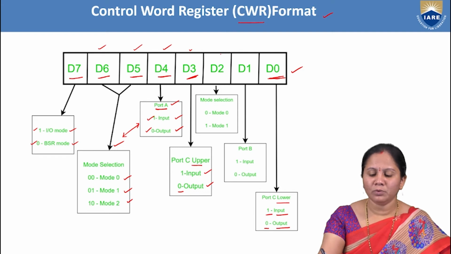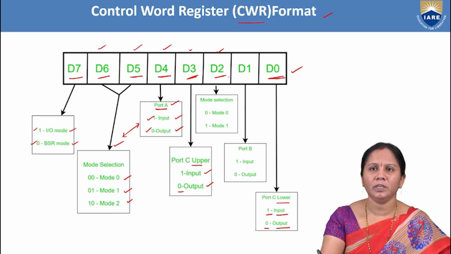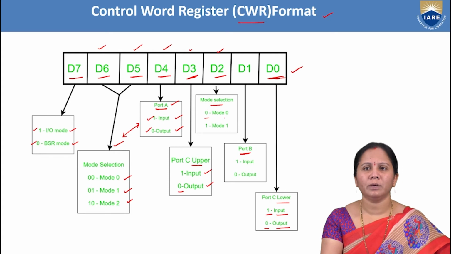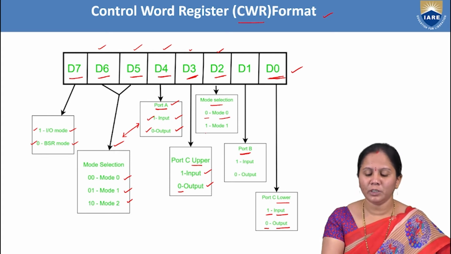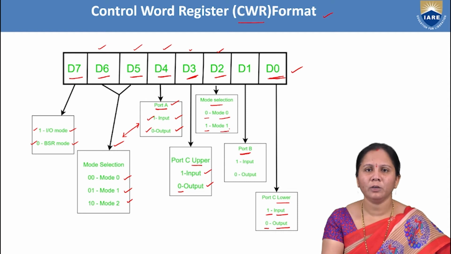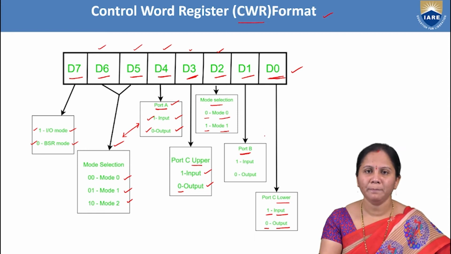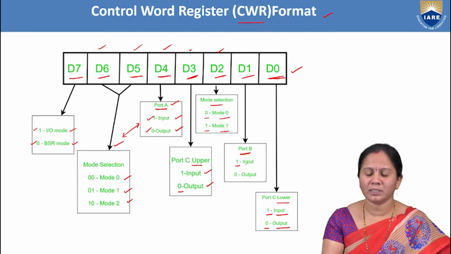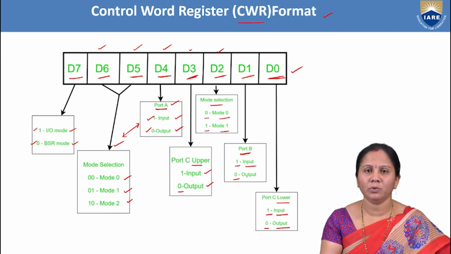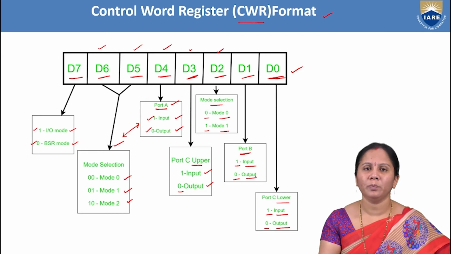Now coming to the D2 bit, this D2 bit also says the mode selection, but it is related to port B. If this D2 bit is 0, port B will be operating in mode 0. If it is 1, port B will be operating in mode 1. The D1 bit is used to select port B as input port or output port. If D1 is 1, it will be acting as an input port. If D1 is 0, port B will be acting as an output port.